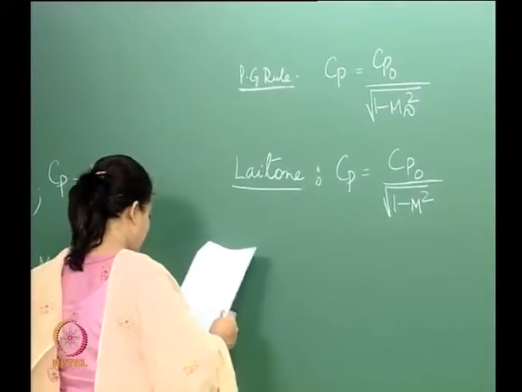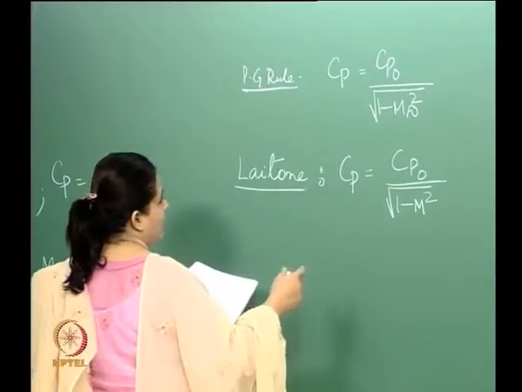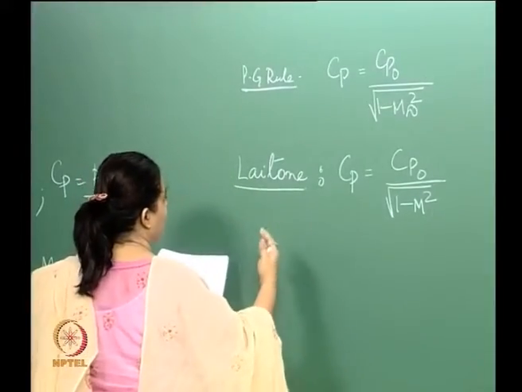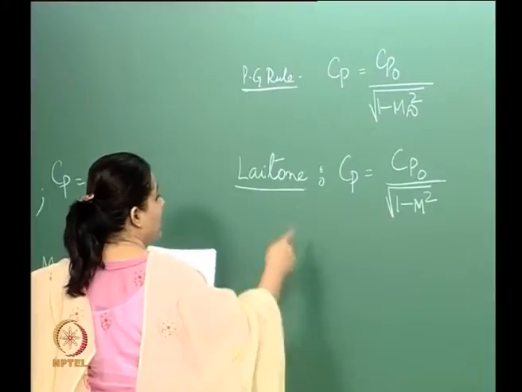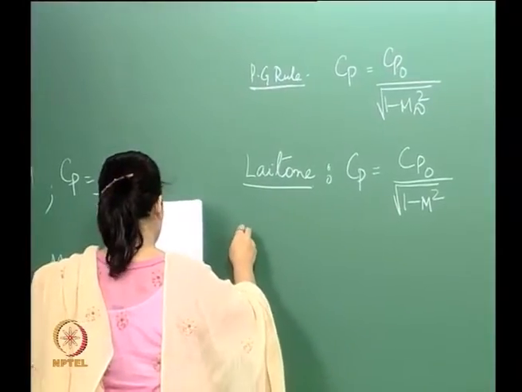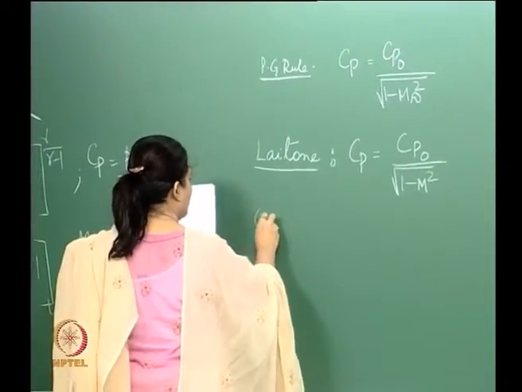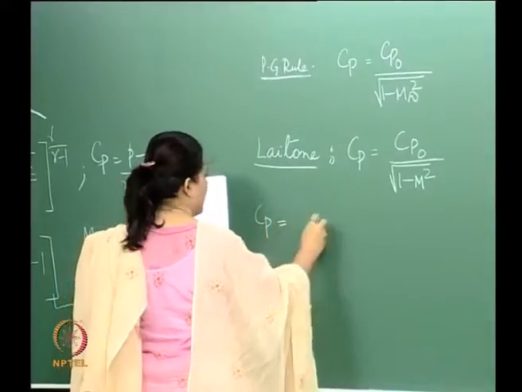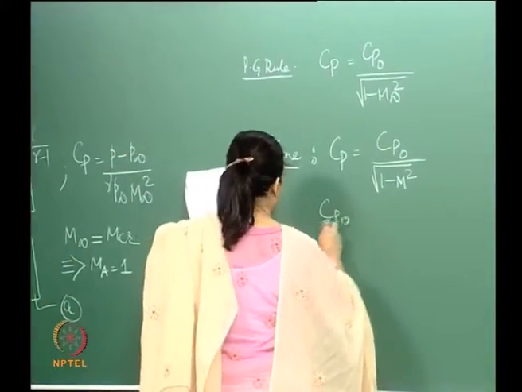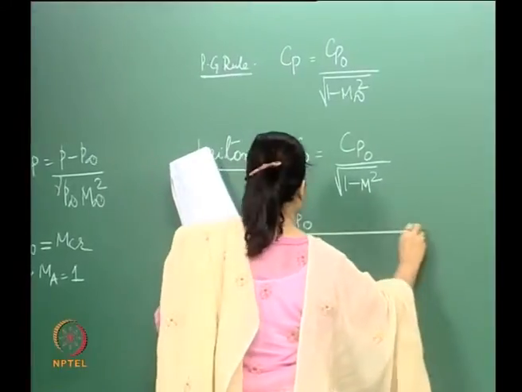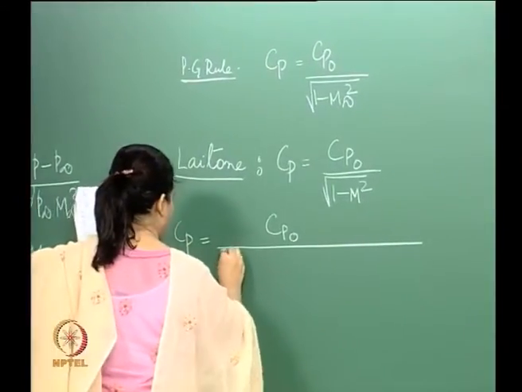And if I can relate that using isentropic relationships to the free stream Mach number, and then I get this. If I write that in terms of the free stream Mach number, it looks like this.